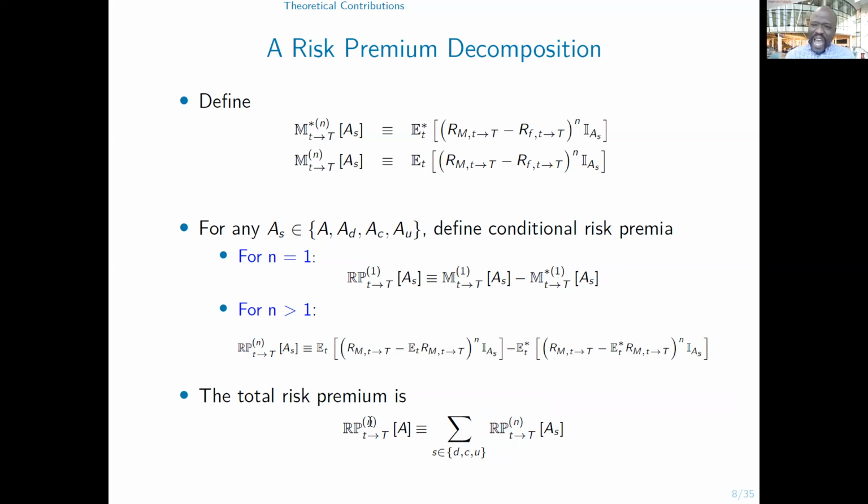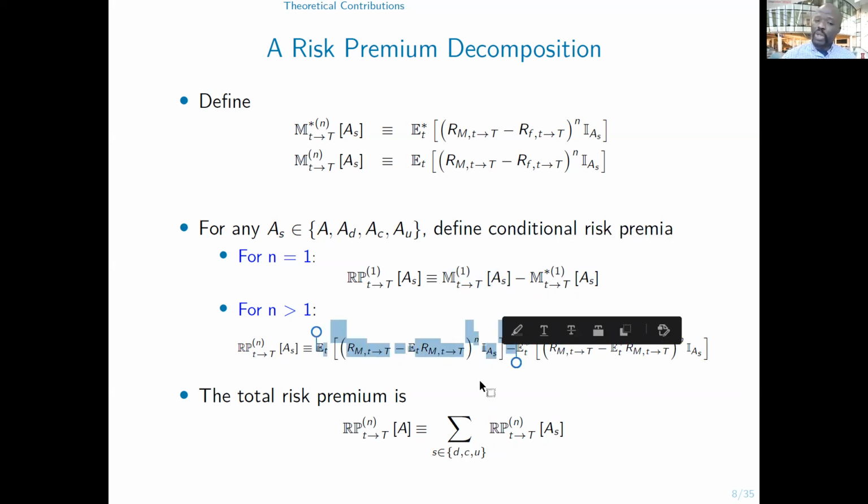Now I need to tell you how to recover these components from the data. I know that in this room we have experts, and they know how to get some part of it. What you see here is a risk neutral truncated moment, and here as well. We can use the Carr and Madan approach, or Bakshi, Kapadia, and Madan, to get these risk neutral quantities. Then the question is, how do we extract the physical moment? That's what I will present next.